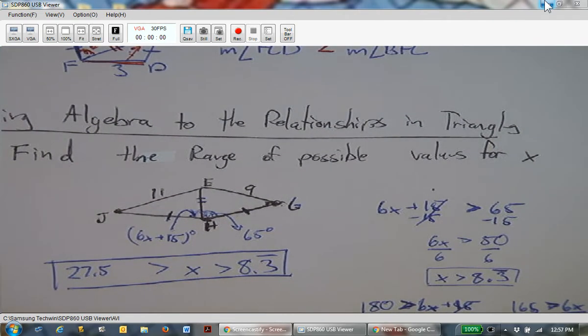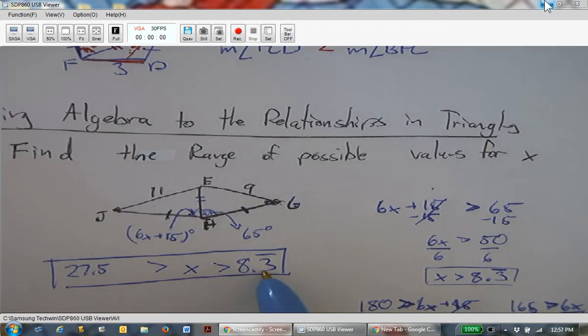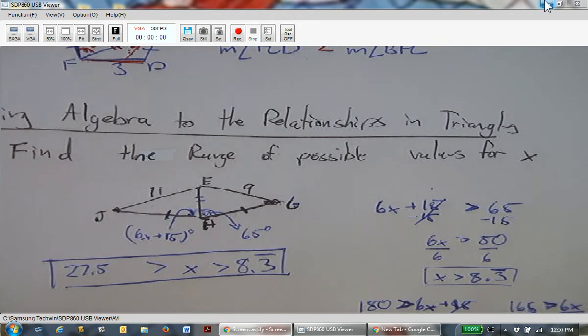X has to be between 8.3 and 27.5. Okay? That's how you solve for these ranges. Remember, when I ask for range, I'm going to ask you for two numbers. One number that x is going to be greater than, and a number that's going to be less than. Or I'm sorry, yeah. So 27.5 is greater than x, 8.3 is smaller than x. Those are the only numbers that will work. It has to be between these two numbers, or else this angle is not real. Okay?